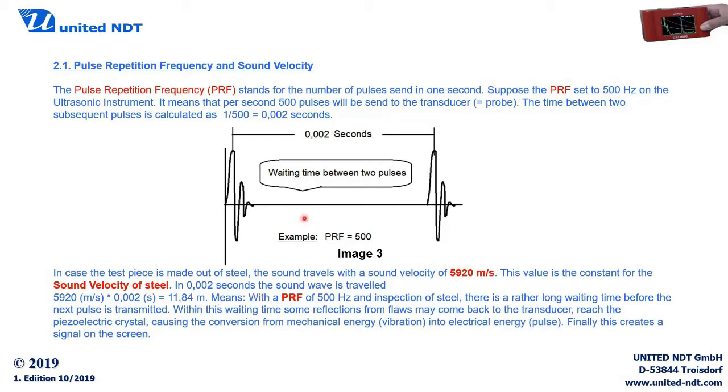Alright, I think that makes it clear how things are working. We are sending pulses with a certain pulse repetition frequency, and there's a long waiting time between two pulses, and within that time we receive reflections from the material and so on, and the signals we receive can be analyzed and then shown on the screen.